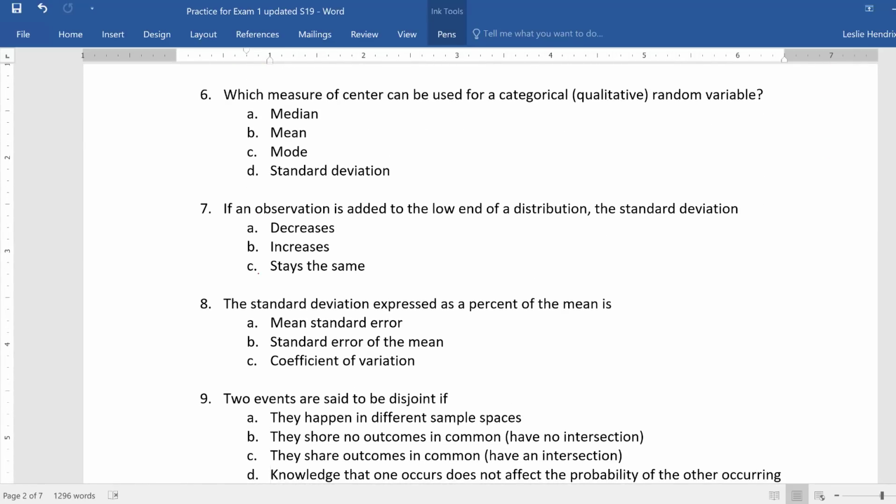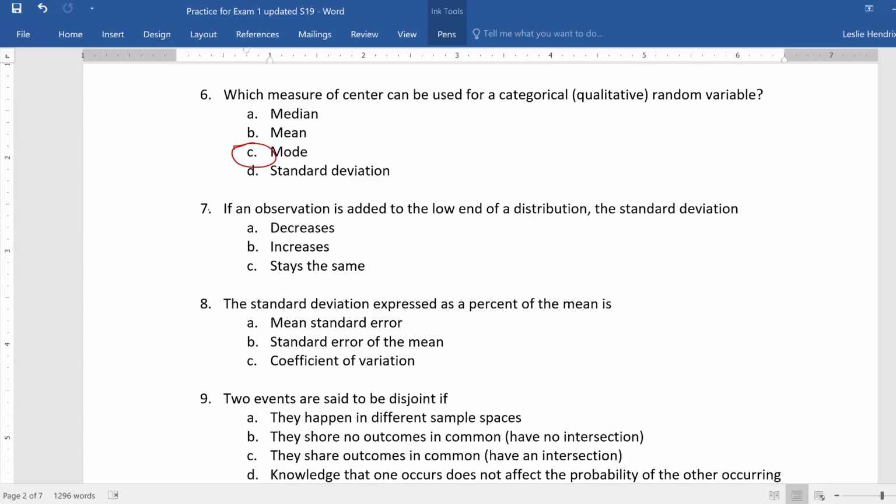All right, which measure of center can be used for categorical, otherwise known as qualitative data? Well, there are 3 measures of center that we learned, the mean, median, and mode. And the mode is the only one that has the special quality that it works for qualitative data on top of quantitative data. The median and mean only work for quantitative data for a big set of numbers.